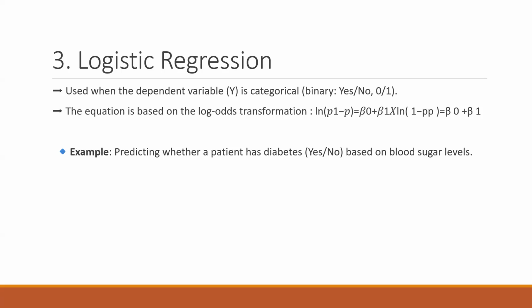For example, if we are predicting whether a patient has diabetes, yes or no, based on sugar levels, the answer is not nominal data or a continuous variable. The answer is diabetes, either present or not present. So this is the main difference between logistic regression and linear regression.